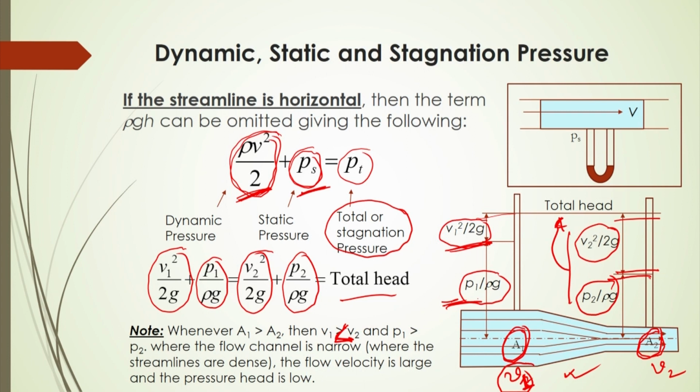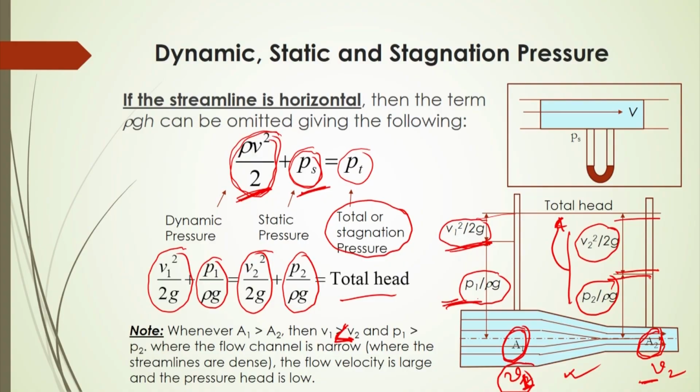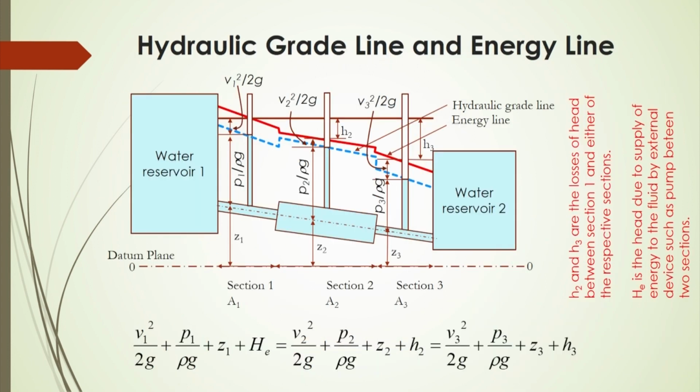So, where the flow channel is narrow, you can expect that the streamlines will be denser, the flow velocity will be large, and the pressure head will be low there. Since the total head is constant, if velocity head is increasing, then pressure head will be decreasing. Similarly, if pressure head is increasing, then velocity will be decreasing. So, this is the principle. Based on Bernoulli's equation and the conservation of energy, we can calculate the dynamic and static pressure, and the summation of these two is represented as the stagnation pressure.